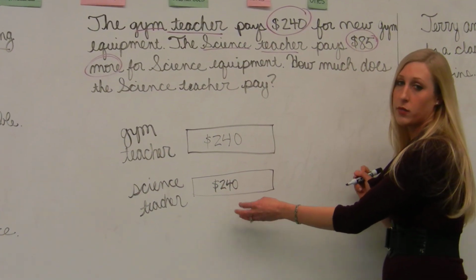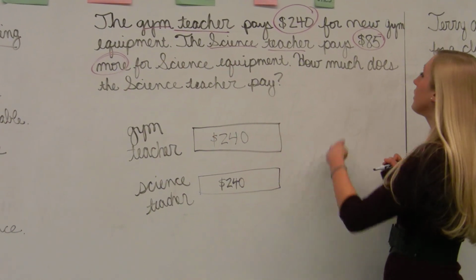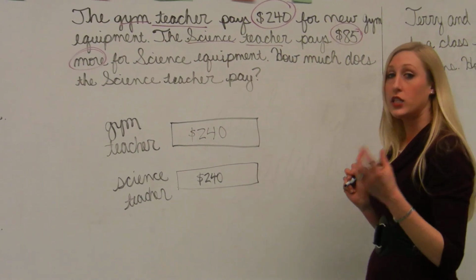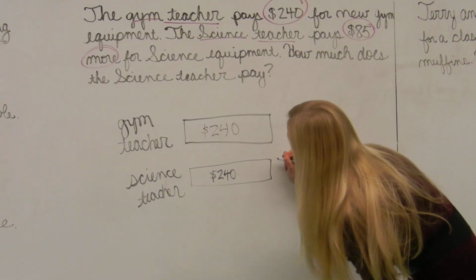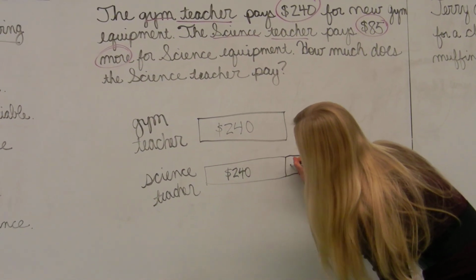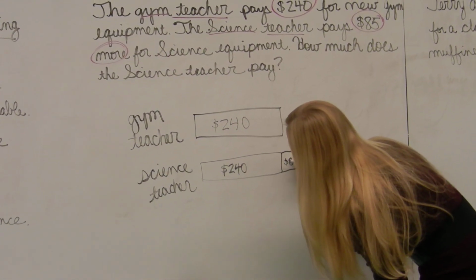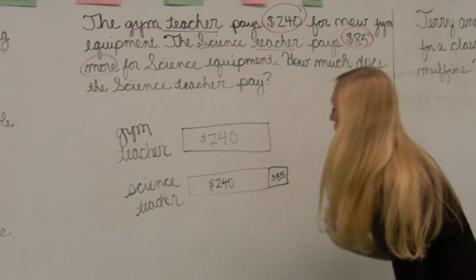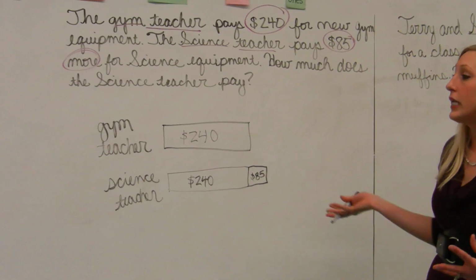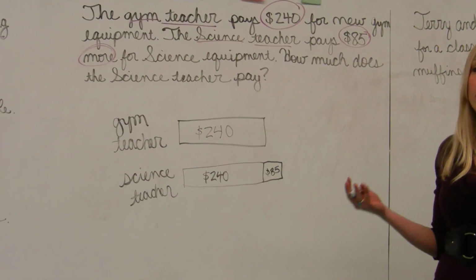This shows the initial amount he's paid. Now we need to include the $85 extra. To do that, you'll take a smaller unit bar and add it onto the end of the science teacher's unit bar. This bar is worth $85. Okay. Now our unit bars are drawn, and we need to look at them now to see what is missing.